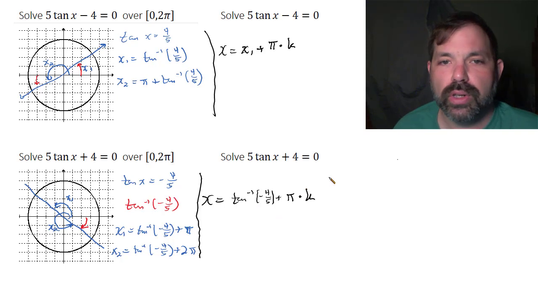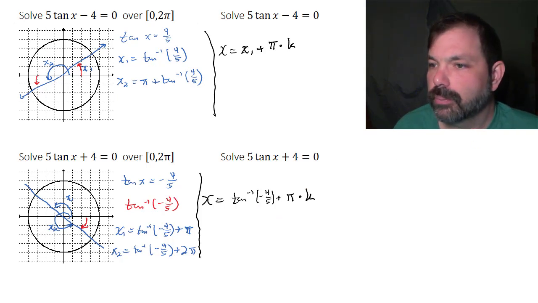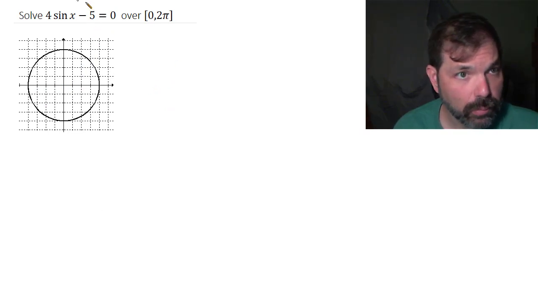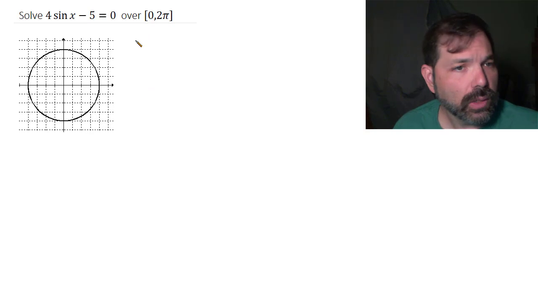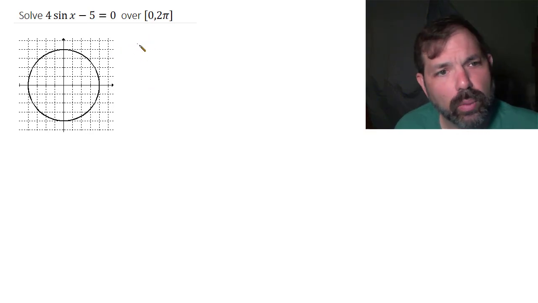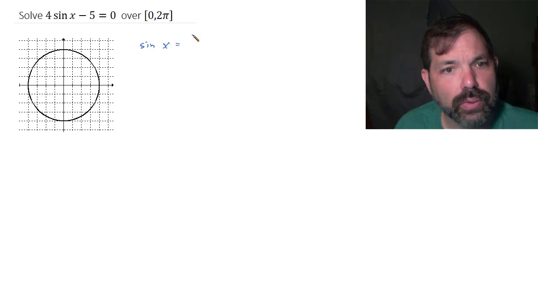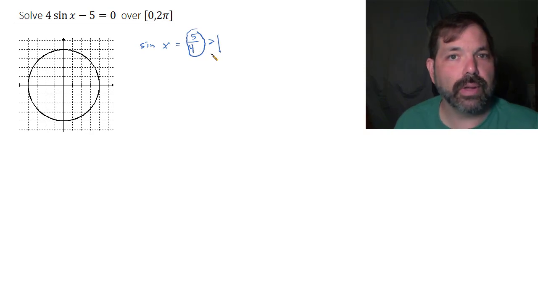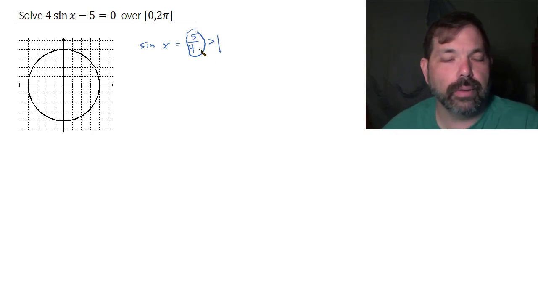Alright, let's consider one more example in this part. What if we had to solve 4 sine x minus 5 equals 0? So I change the numbers around and say, well, now this is the same as saying sine x is equal to 5/4. Now 5/4, if you remember, is greater than 1. Right? 5/4 is 1.25.